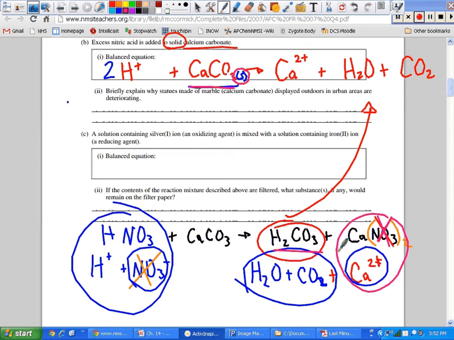Briefly explain why statues made of marble, which are calcium carbonate, displayed outdoors in urban areas, are deteriorating.